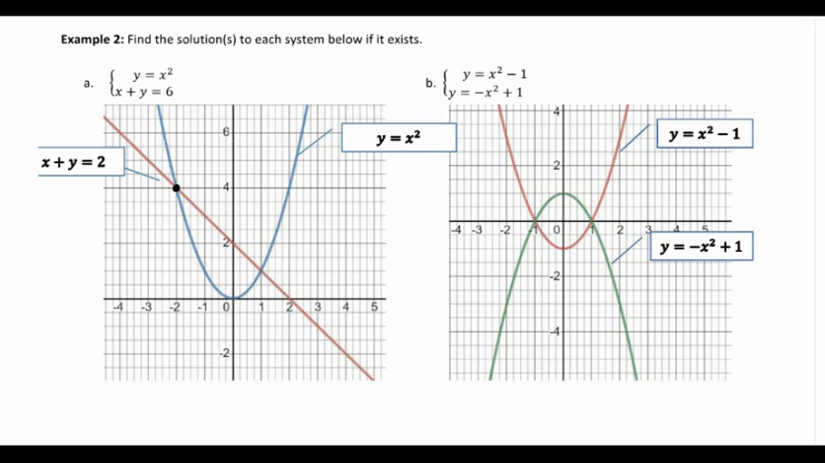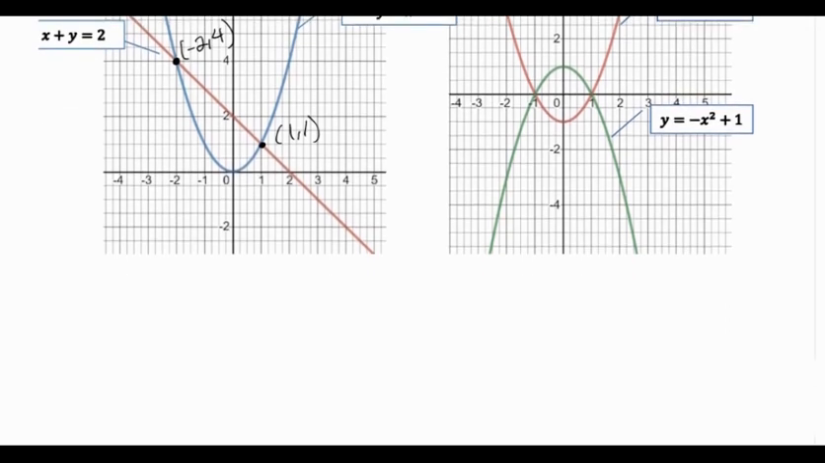That point is negative 2 comma 4. And they're also intersecting here. That point is 1 comma 1. Let's go ahead and check those solutions. So check. We have y equals 2x squared. We're going to check the first one. We have negative 2 comma 4.